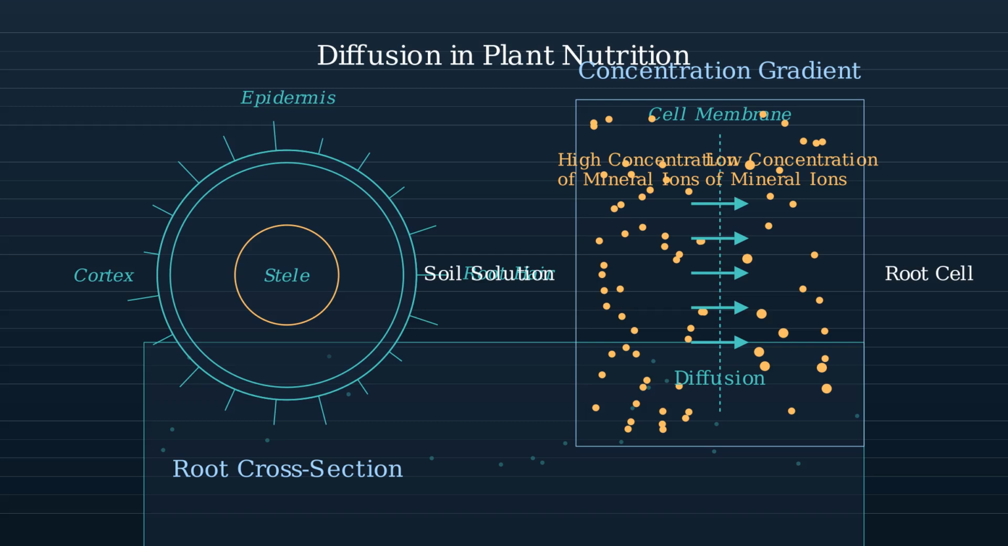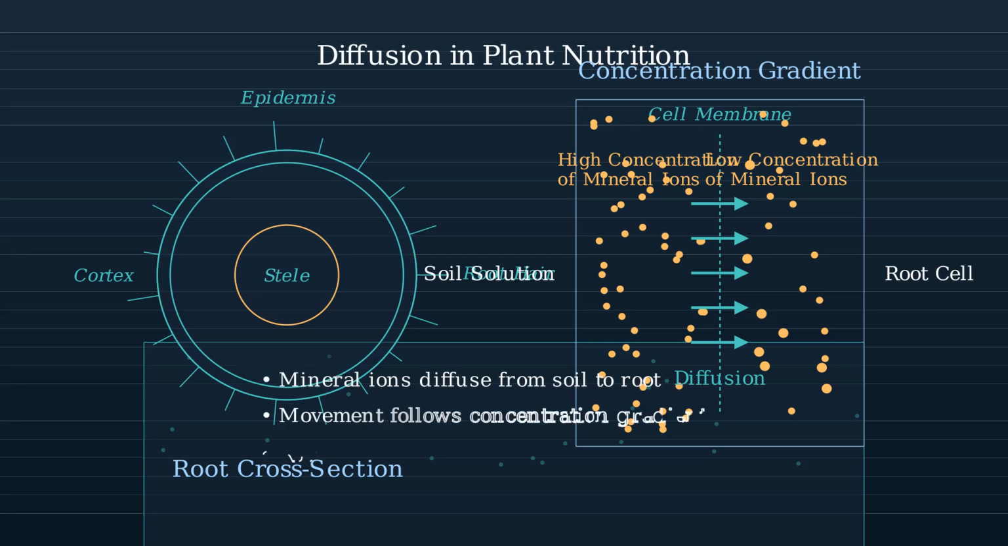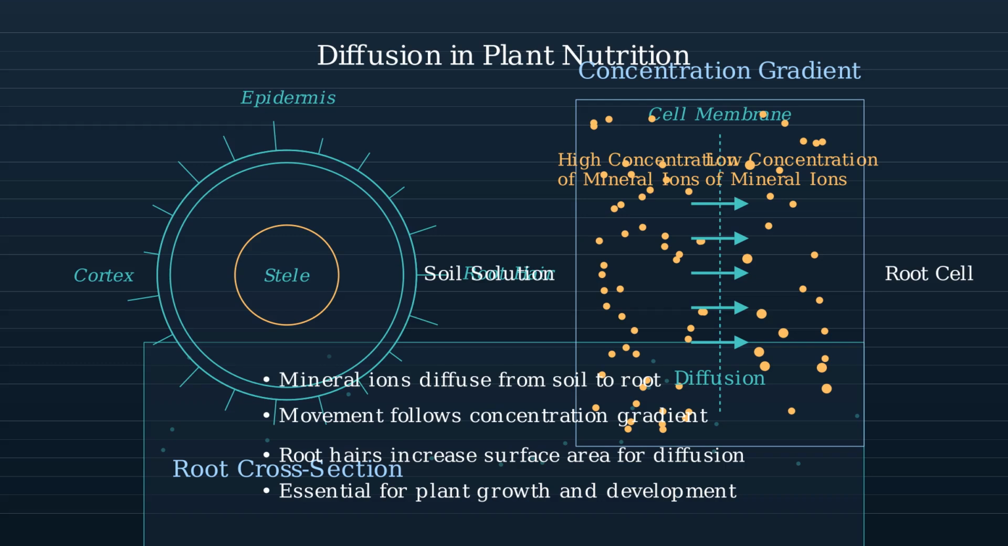continuous diffusion to occur. This passive diffusion of minerals from soil to roots is essential for plant nutrition, providing elements like nitrogen, phosphorus, and potassium needed for growth and development.